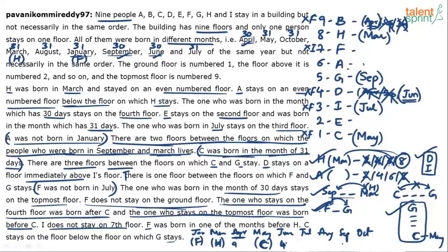So, what are the months available? April is closed. May is closed. October is open. March is closed for H. August is open, January is not closed, September is closed for G, June is closed for D, July is closed for I. So only 3 months available are October, August and January.